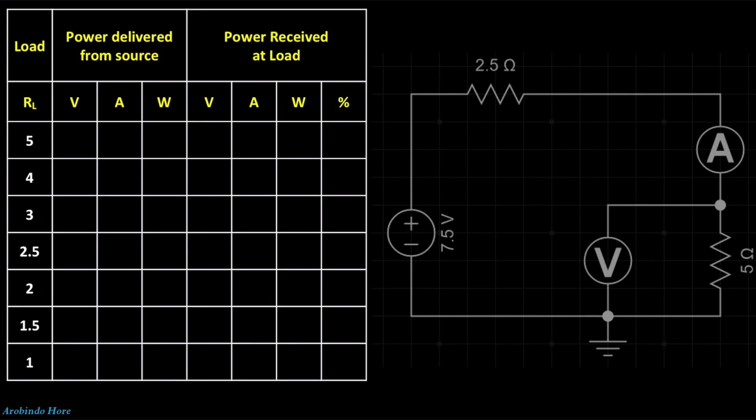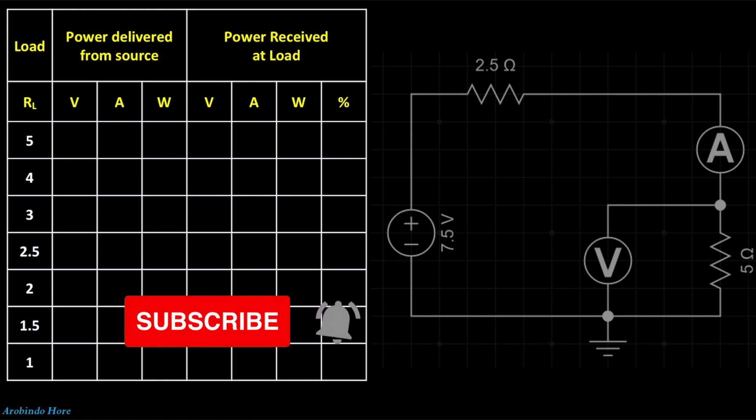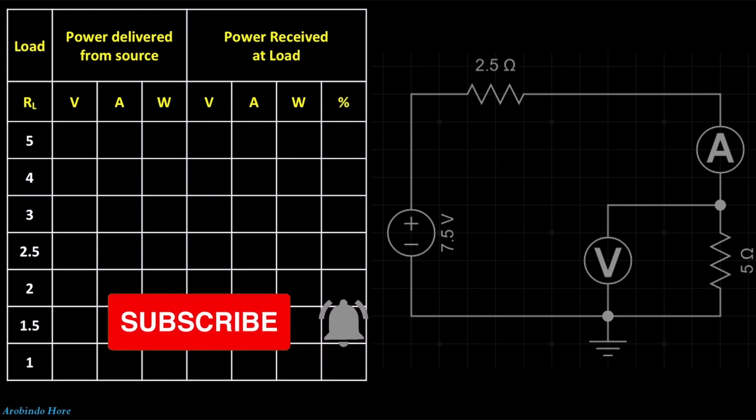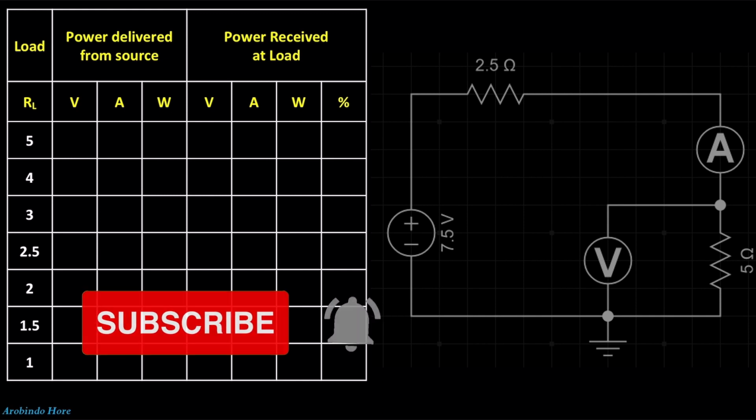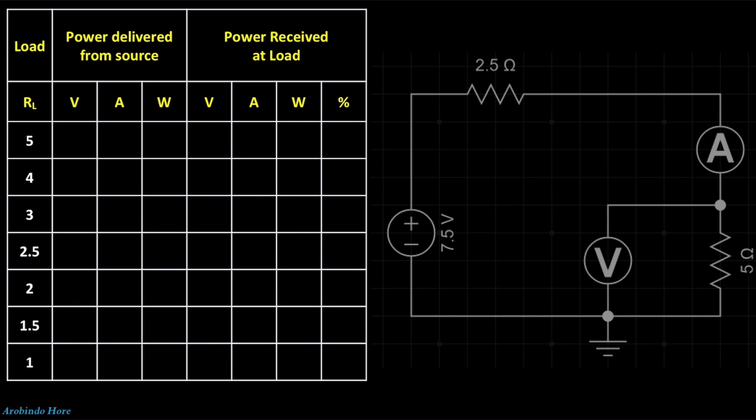Let's simulate this circuit and see what the maximum power transfer theorem is. Here I will change the load resistance RL and we will record the value of voltage and the value of current. Here you can see I connect an ammeter to record the load current and connect a voltmeter in parallel with the load resistance to record the voltage.